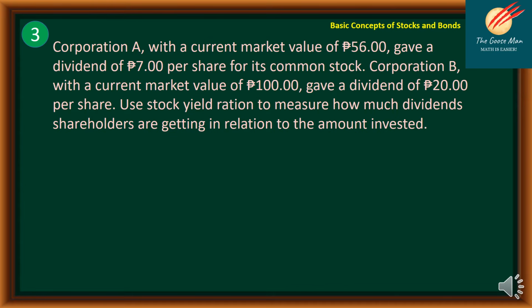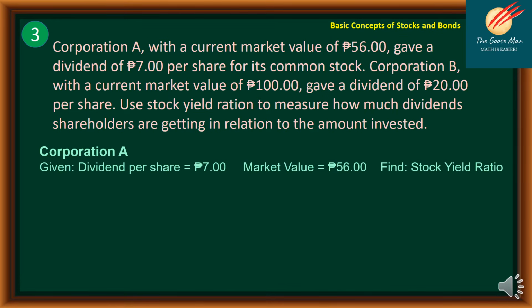Corporation A with a current value of 56 pesos gave a dividend of 7 pesos per share for its common stock. Corporation B with a current market value of 100 pesos gave a dividend of 20 pesos per share. Use stock yield ratio to measure how much dividends shareholders are getting in relation to the amount invested.